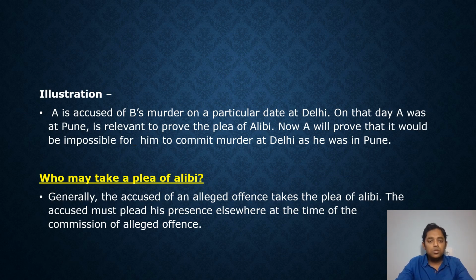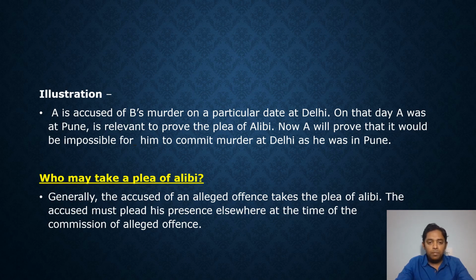Illustration. A is accused of B's murder on a particular date at Delhi. On that day, A was at Pune. It is relevant to prove the plea of alibi. Now, A will prove that it would be impossible for him to commit murder at Delhi as he was in Pune.